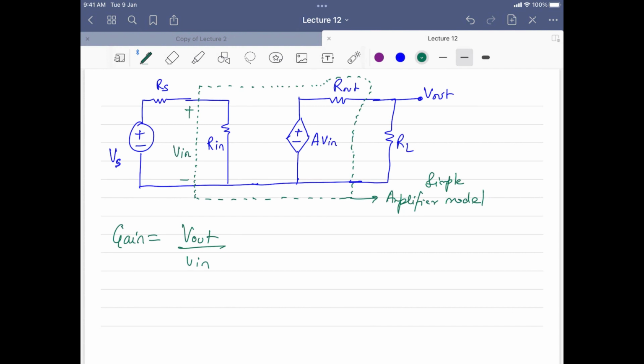So here you will have a small signal like this which is going inside this amplifier model, and what you are getting at the output is a bigger signal. So you want to calculate the ratio of the amplitude of the output divided by the input. So that is called the gain of the amplifier.